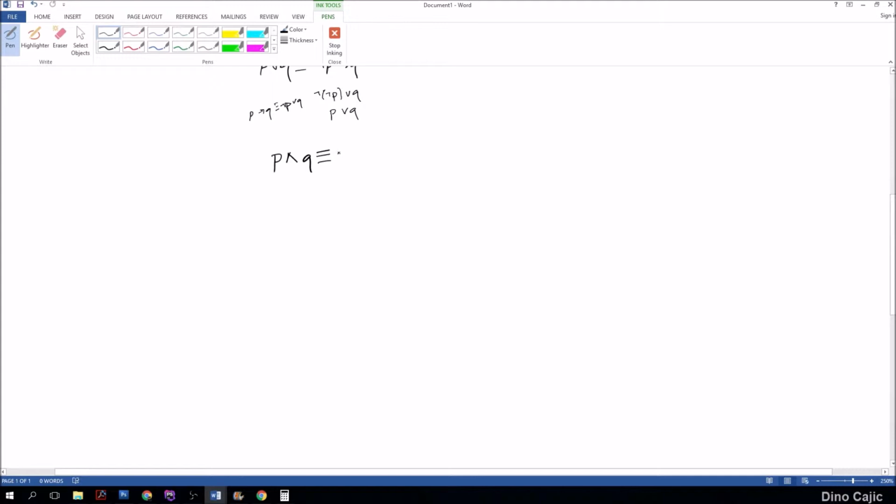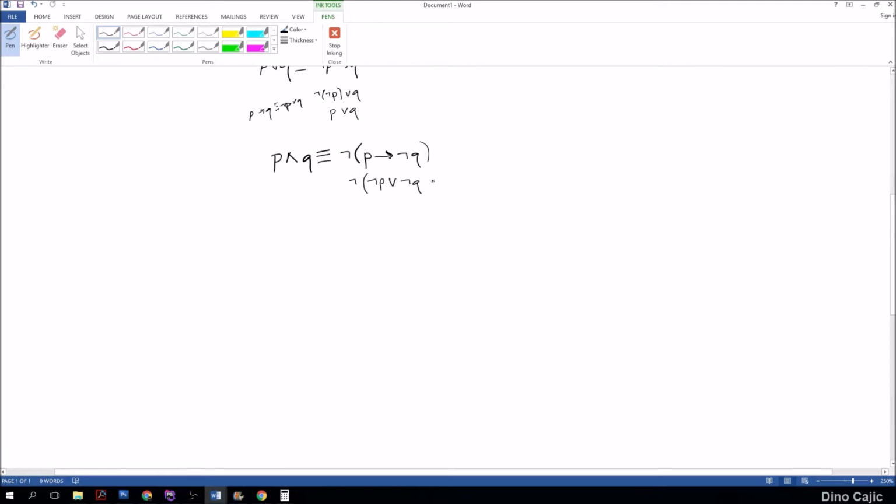Well, that's equivalent to not, and then in parentheses, P implies not Q. Well, how is this identical? Let's go ahead and work it out. We'll keep this not right here for right now. Let's get rid of this implication symbol. So remember, not P or Q. That comes out to not P or not Q.